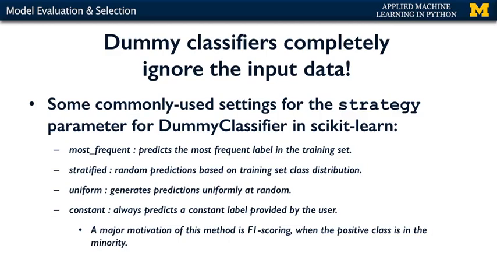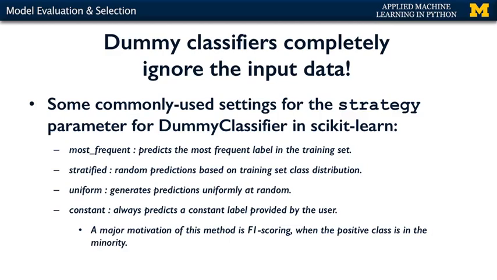The uniform strategy is another random prediction method that will generate class predictions uniformly at random. That is, all classes have an equal chance of being output, as opposed to being weighted by their frequency in the training set. This strategy may be useful in gaining an accurate estimate of what are the most common types of prediction errors for each class.